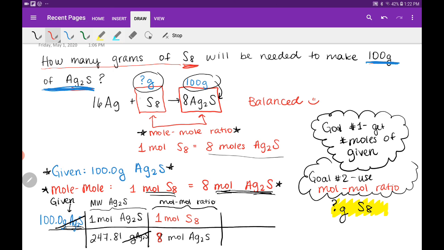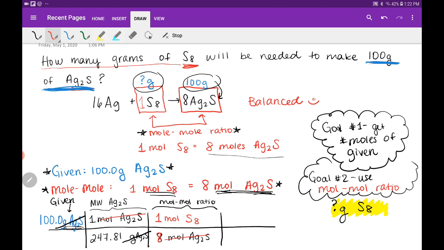So this is 1 mole, because remember if there's no number there, it's a 1. 1 mole of S8 equals 8 moles of Ag2S. That's our ratio. That's our recipe. So if we had to double this, we would double both parts.